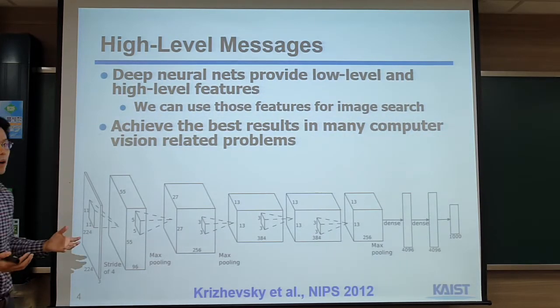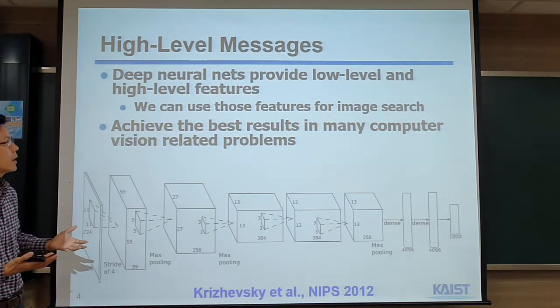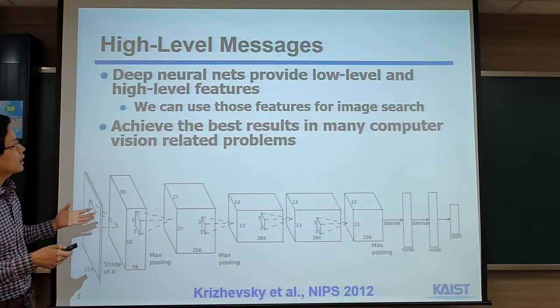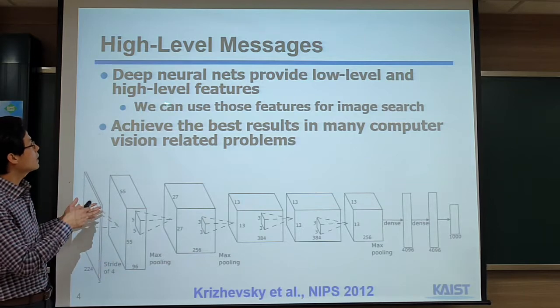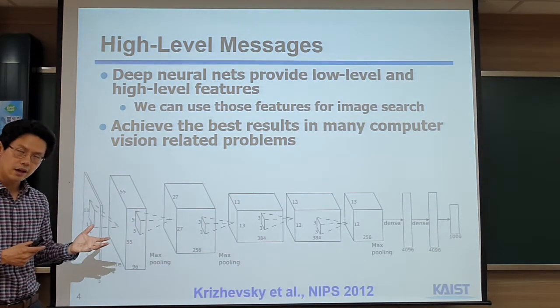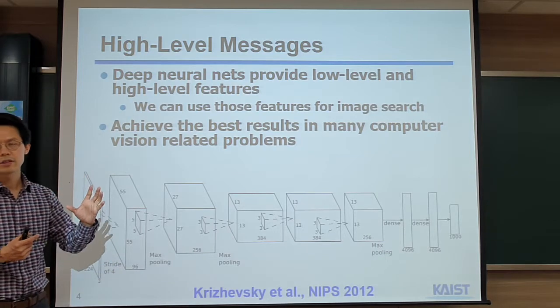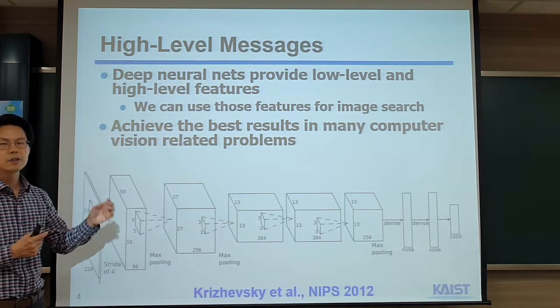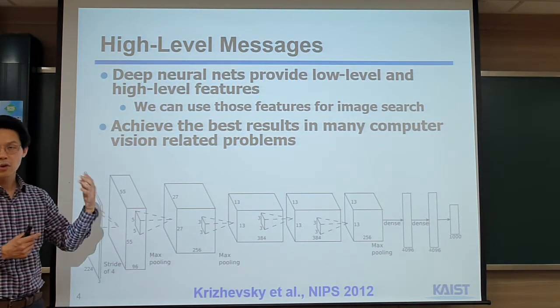So here, I'd like to give this high-level message. The deep neural net provides low-level and high-level features. Before, we talked about the Harris corner detector, right? Basically, the Harris corner detector identified interesting key points. At that time, we defined the interesting key point as a corner, right?